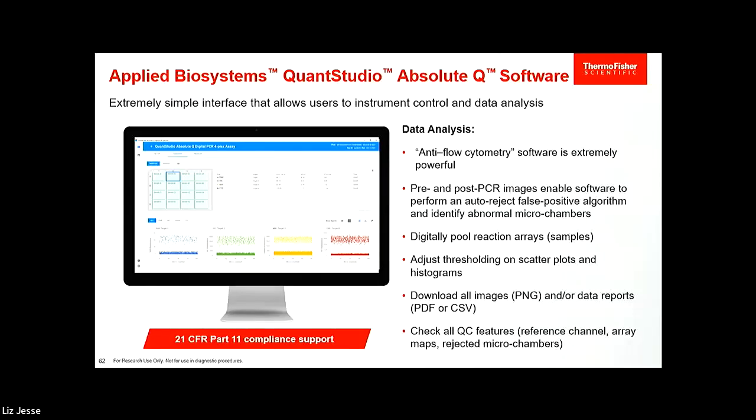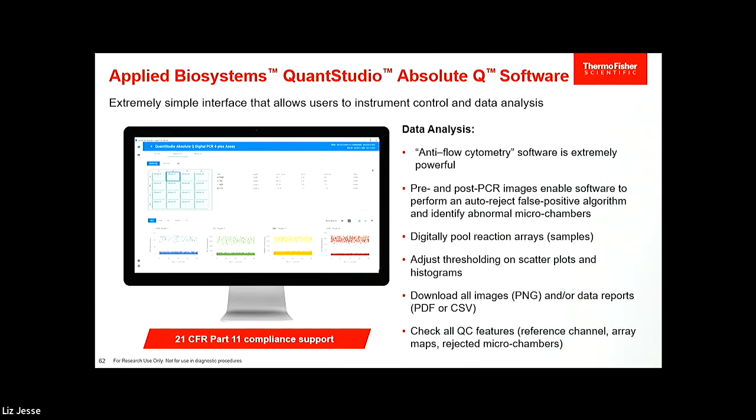All right. So this is just an image of what the software looks like. As I mentioned, this is an example of multiplexing. The software is very simple to use. I did say that we take that pre-PCR picture and post-PCR picture. We do compare them to give you that false positive rejection. There's actually a button right in the software that says, show me the rejects. So the software will pick them out for you, but then it will identify them as little black spots across the array. So it's fun to know where they landed.